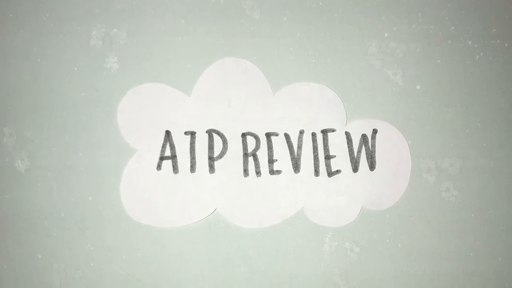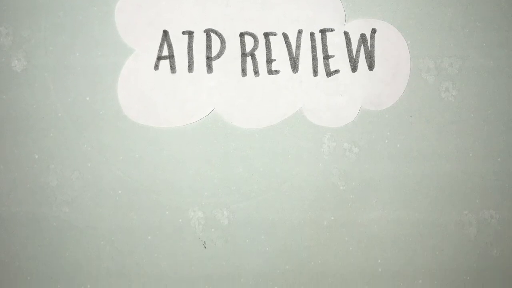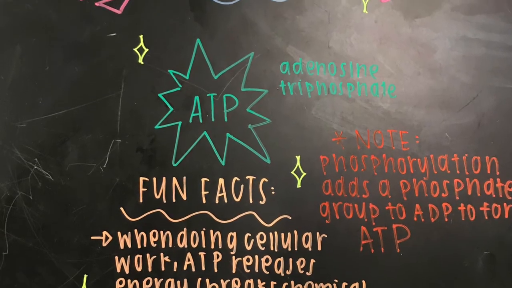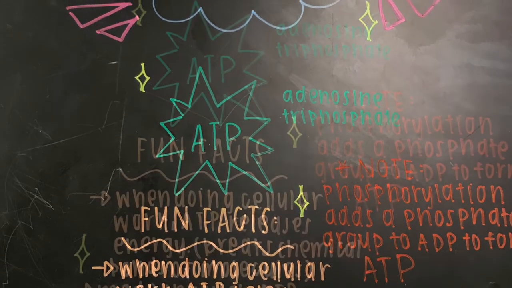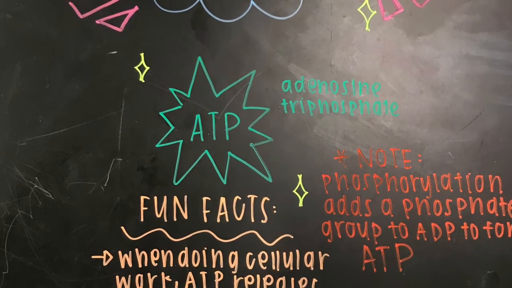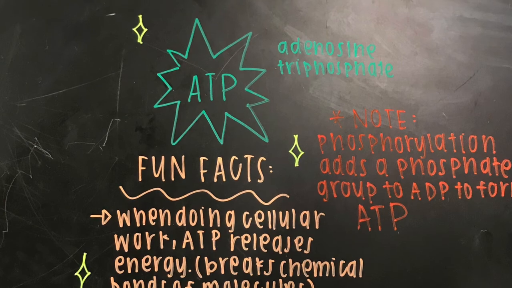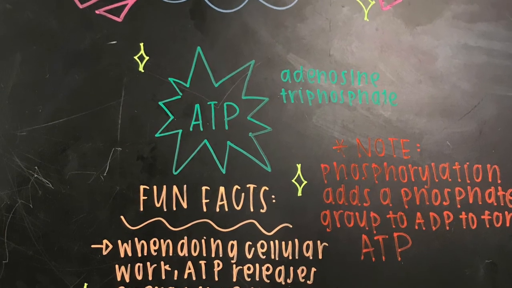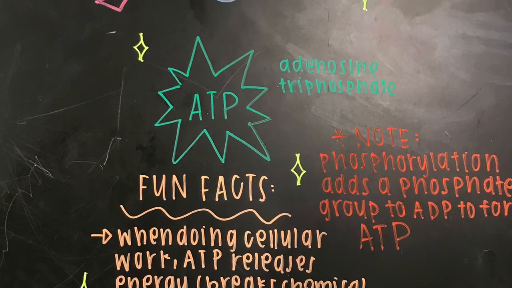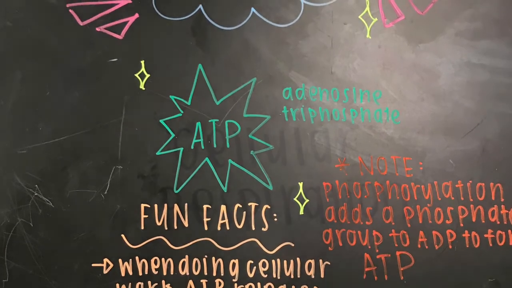ATP is an abbreviation for adenosine triphosphate and releases energy when it is used to do cellular work. The different types of cellular work include the breaking down of chemical bonds of molecules. Phosphorylation is the addition of a phosphoryl group to a molecule and relates to ADP and ATP because in order for ADP to become ATP, phosphorylation must occur. The ATP synthase is responsible for making ATP.